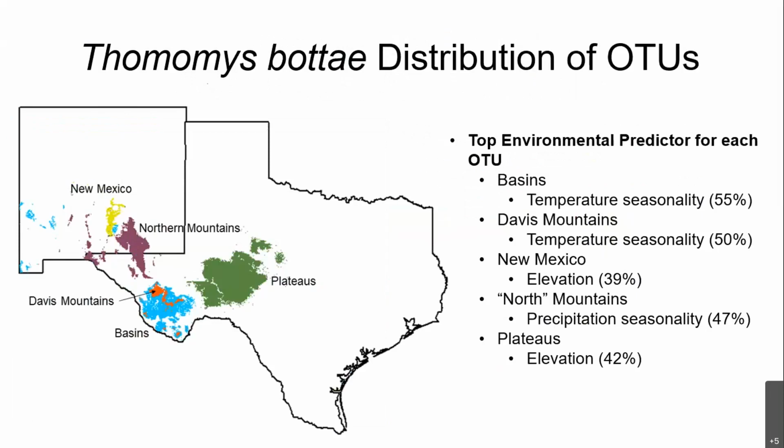Then I ran the SDMs again based on their separate OTUs and looked at what the greatest environmental predictor was for each of those. Basins, again, temperature seasonality. Davis Mountains, also temperature seasonality, which could indicate that maybe these two could also be grouped in a similar OTU, but that's just a thought. For New Mexico, elevation was the greatest environmental predictor. In the North Mountains, precipitation seasonality was the greatest predictor. And for the Plateaus group, elevation was the greatest environmental predictor.